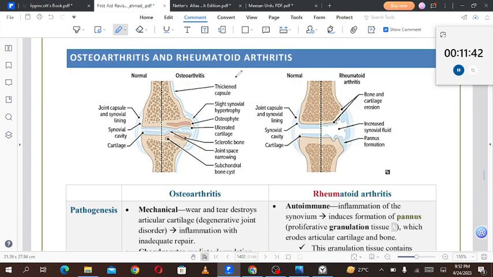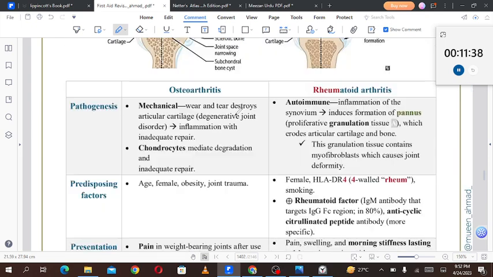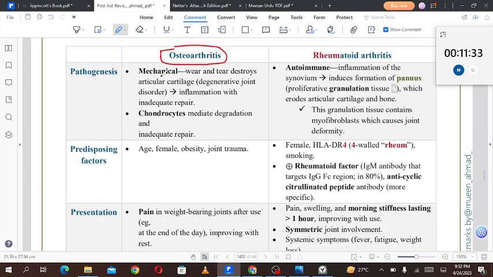Now here you can see osteoarthritis and rheumatoid arthritis. There is a difference between both of them. First we will talk about osteoarthritis. Pathogenesis: mechanical wear and tear destroys the articular cartilage, a degenerative joint disorder with inflammation and inadequate repair. Chondrocytes will mediate the degradation and inadequate repair.